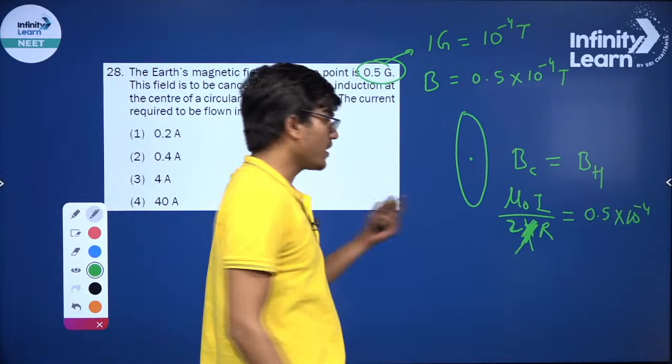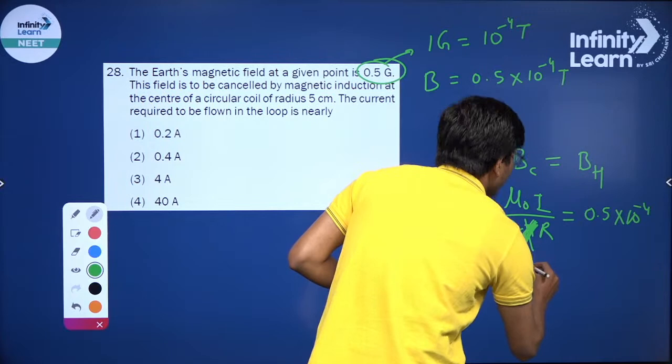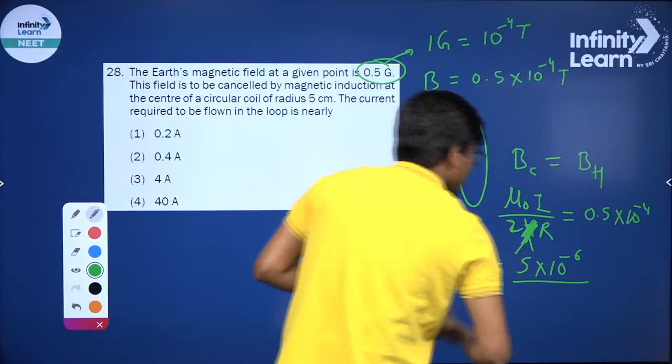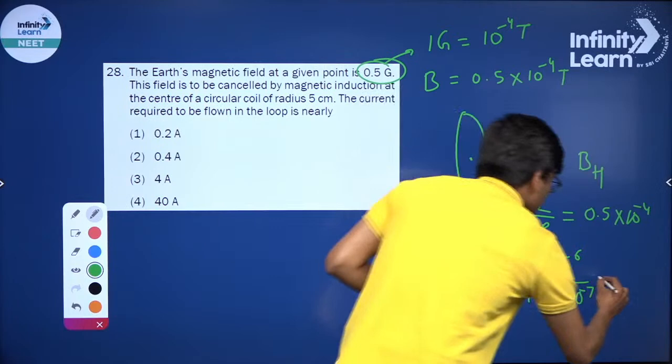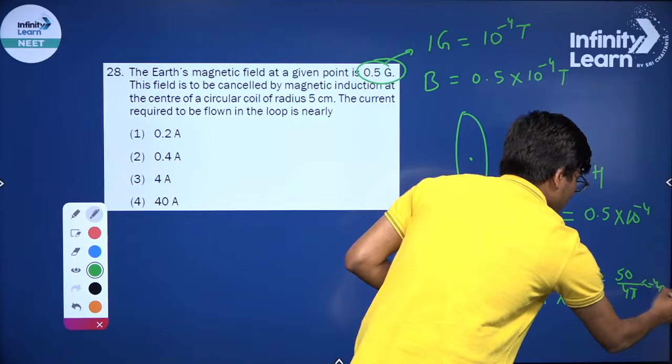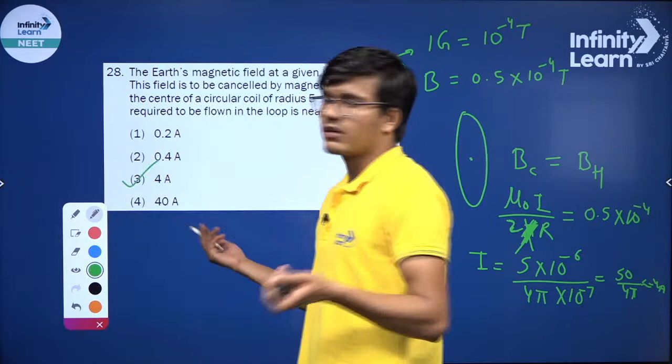So it will be 1 into R, radius is given as 5 centimeters, so it is 10 to the power minus 6, divided by 4 pi into 10 to the power minus 7. So it is 50 by 4 pi, which is approximately 4 ampere. 4 threes is 12 and 50 by 12 will be approximately 4 ampere, that is the third option.